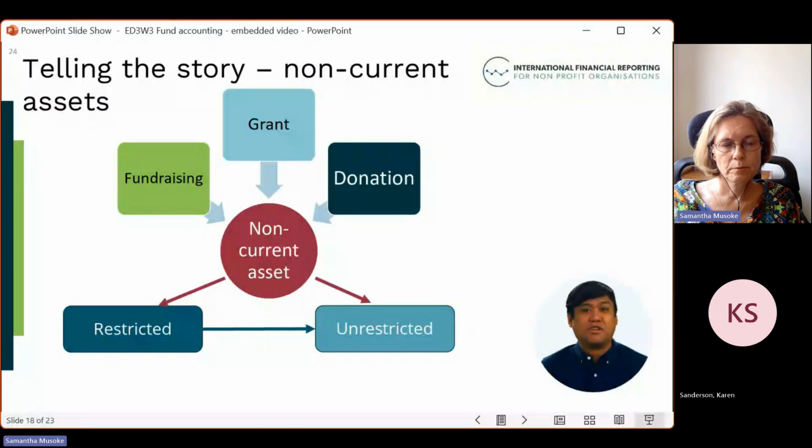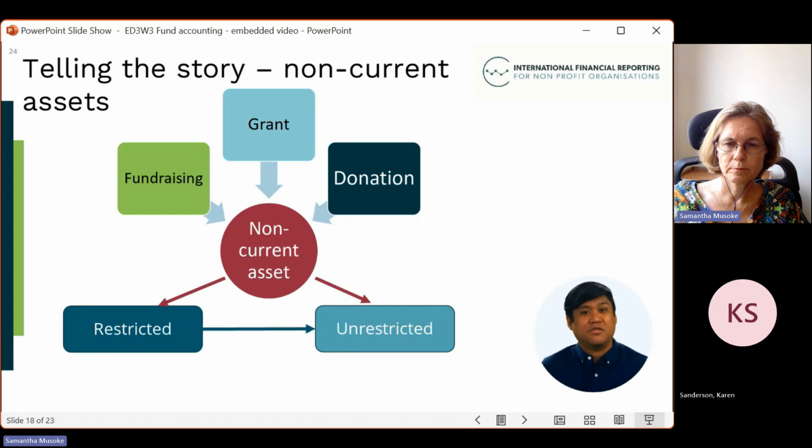Specific consideration may be needed for non-current assets if they have been funded through fundraising campaigns, grants, or donations. The terms attached to their acquisition and use need to be considered to determine whether an asset is part of a fund with or without restrictions. For example, if a grant-funded asset may only be used for project-related activities, the asset must be shown in a fund with restrictions. But if the asset, once purchased, can be used freely at the NPO's discretion, then it must be shown in a fund without restrictions.